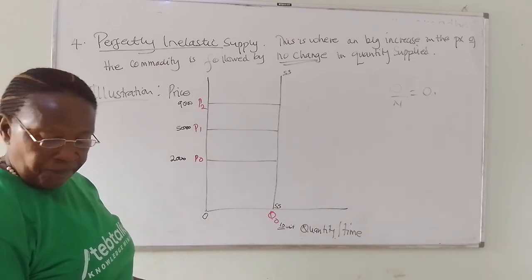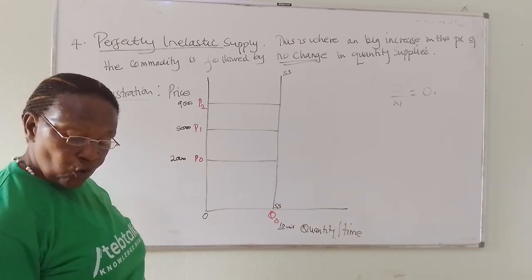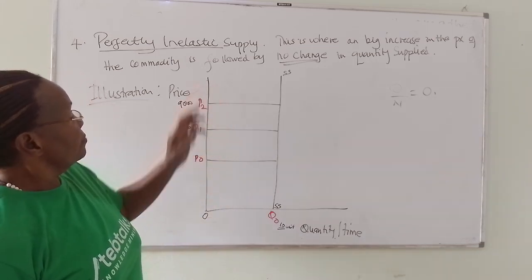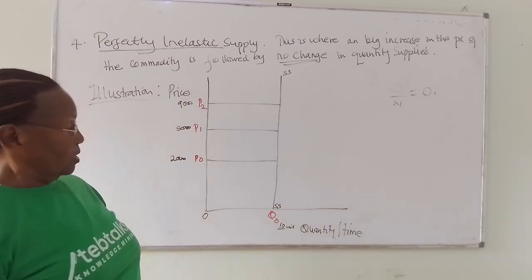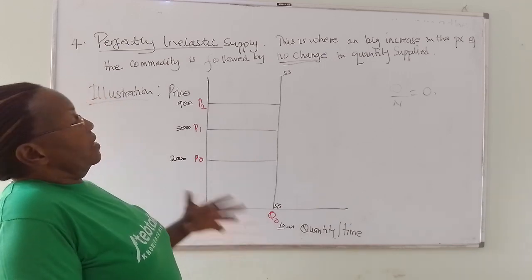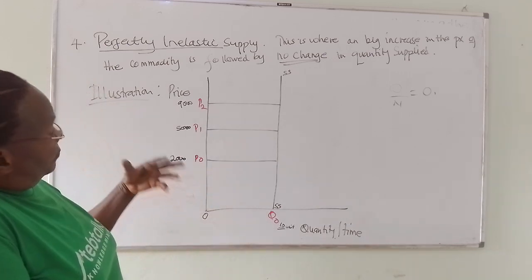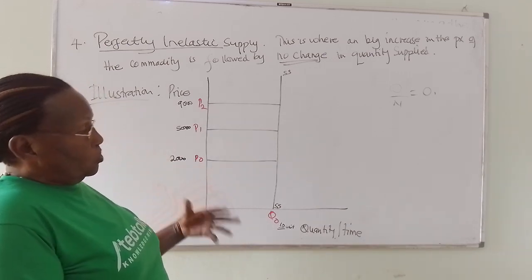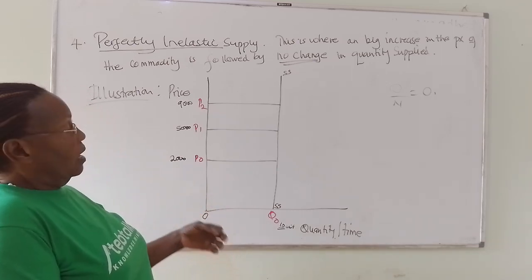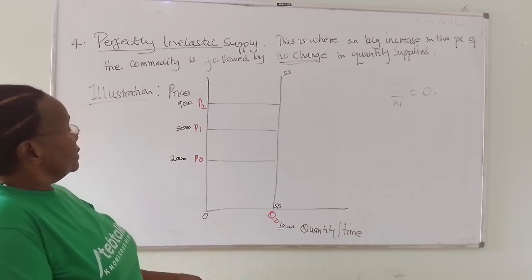The suppliers are not responding at all by increasing the quantity supplied, however much the prices may increase, simply because they have already installed a capacity to supply in a given period of time, and whether prices increase or not, that installed capacity can never be shifted to a higher level. It is already a fixed kind of capacity.